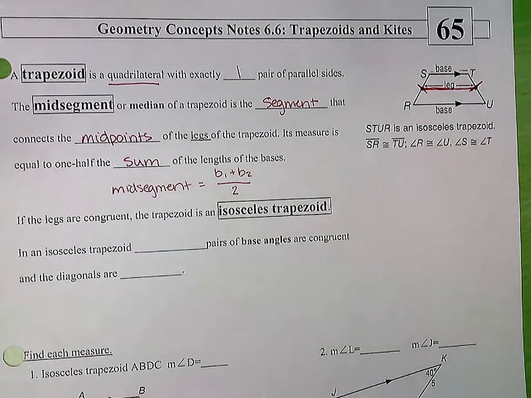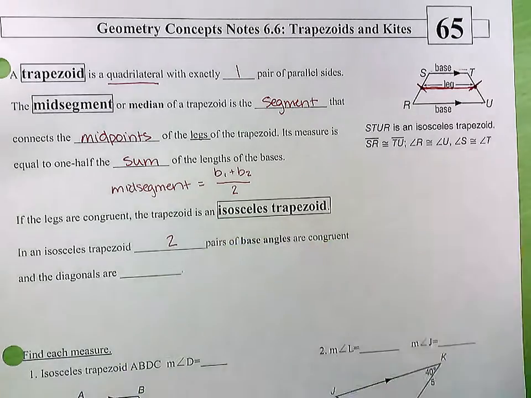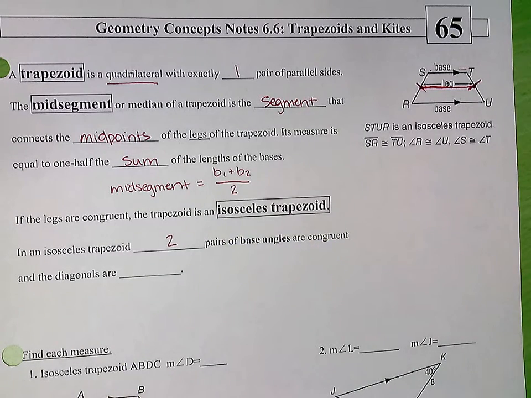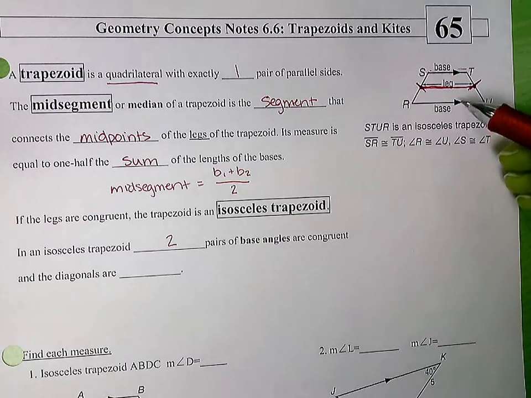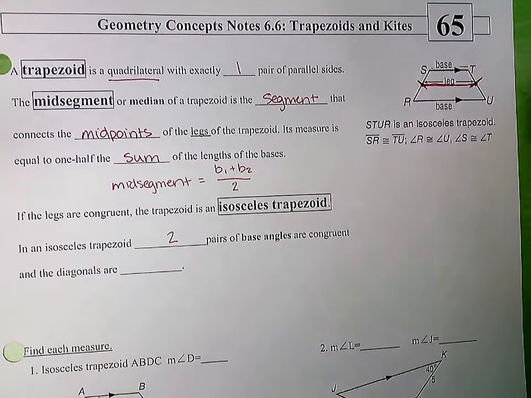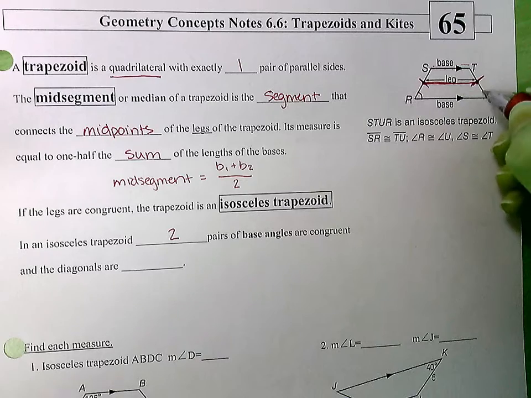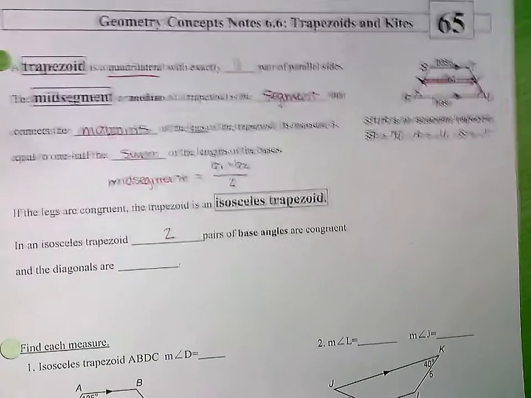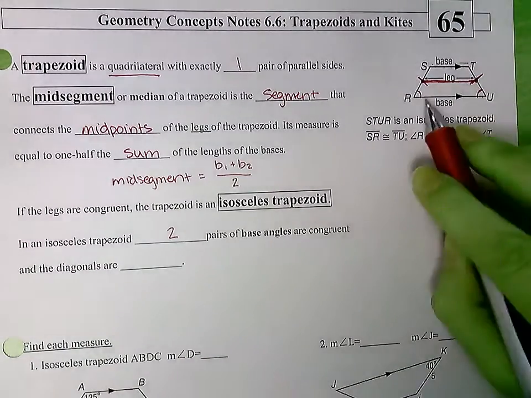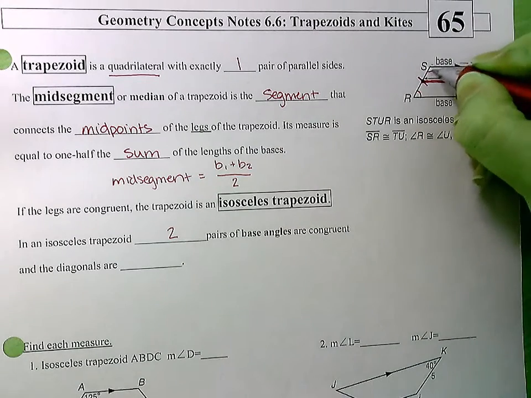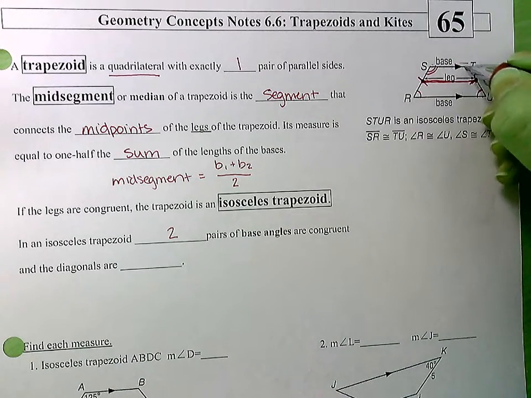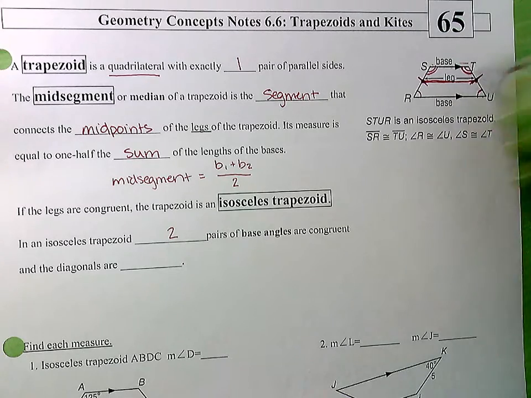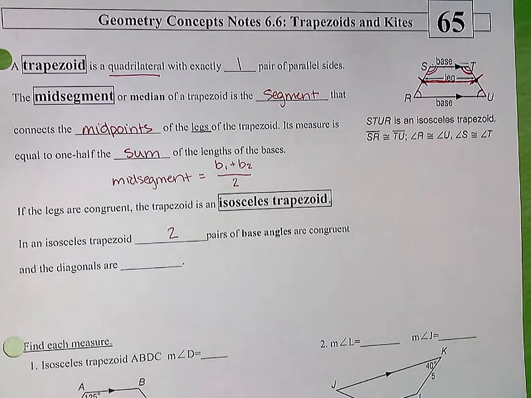In an isosceles trapezoid, 2 pairs of base angles are congruent. Okay, so in my isosceles trapezoid at the right here, my base angles R and U are congruent to each other. Okay, and S and T are congruent to each other. Okay, so those are your 2 pairs of base angles. Your base angles are created by a leg and the baseline.